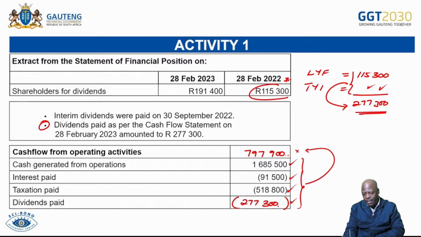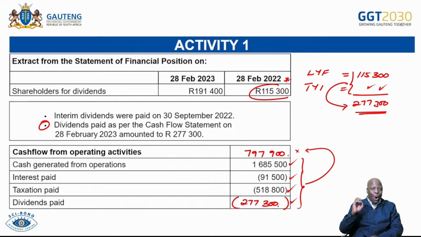797,900. That is what becomes our cash flow from operating activities, our cash effects from operating activities.